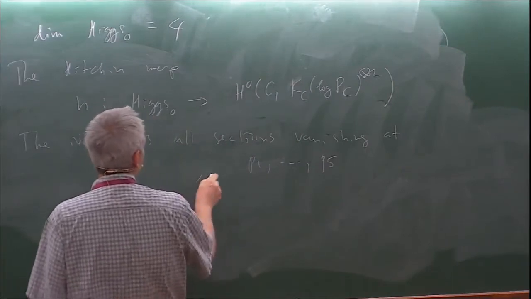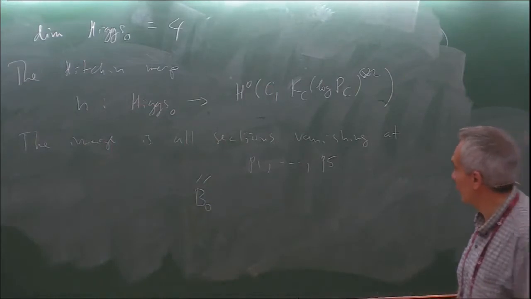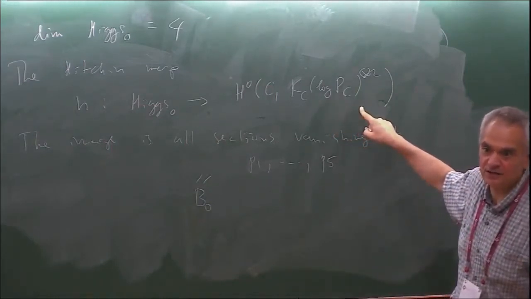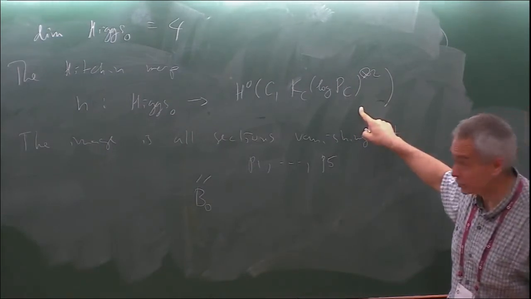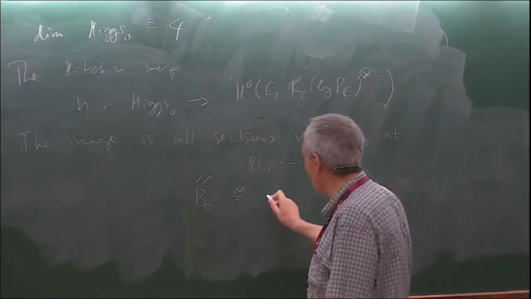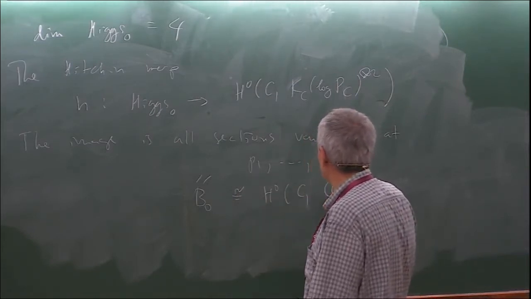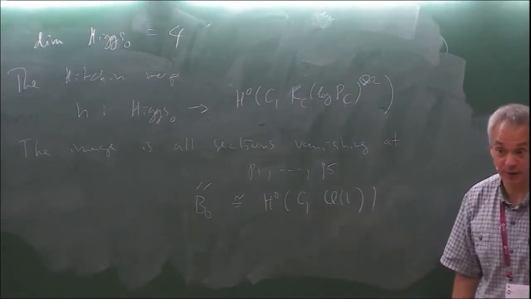So I'm going to call this B0. These are all sections in O(6) vanishing at 6 points. So these are really sections of O(1). So B0 is isomorphic to, in fact, naturally isomorphic to, sections in O(1). So it's a two-dimensional vector space.